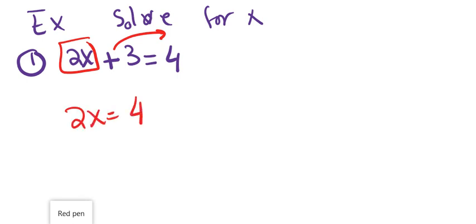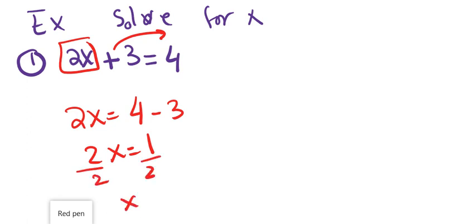We have to change the sign, so it will be minus 3. Then 2x equals 1. Now with the x there is a coefficient of 2, so we will divide by 2. So x equals 0.5. This is the first equation.